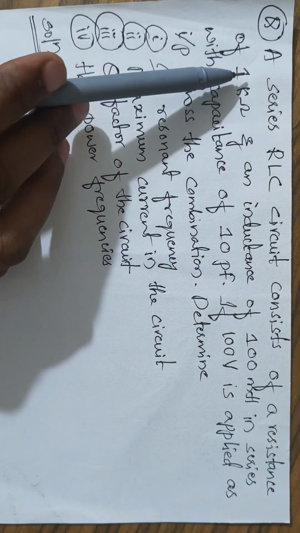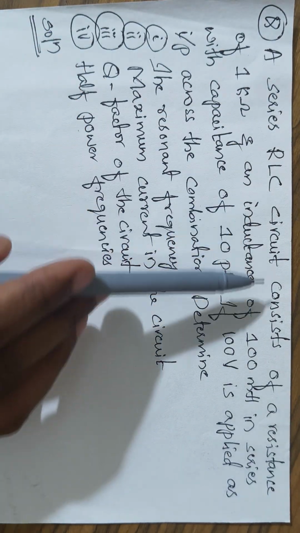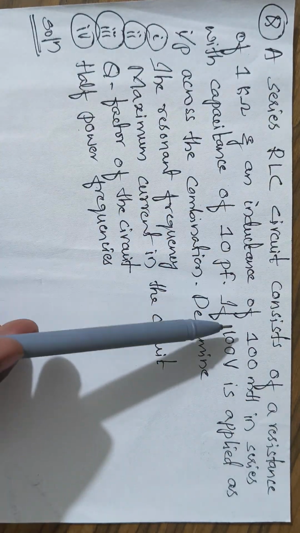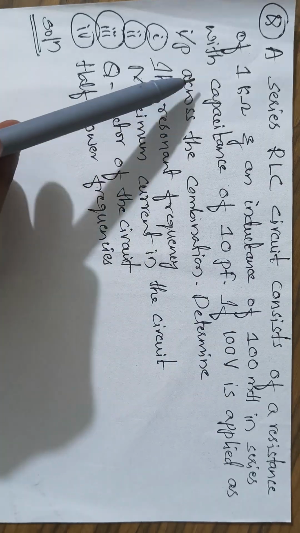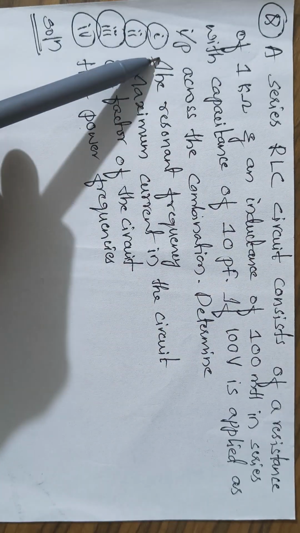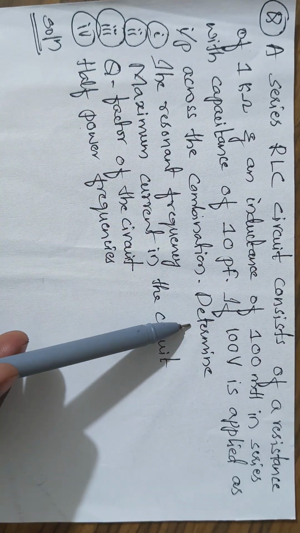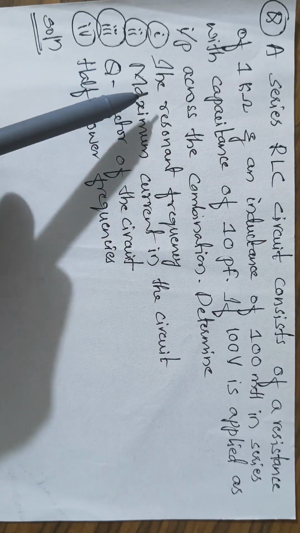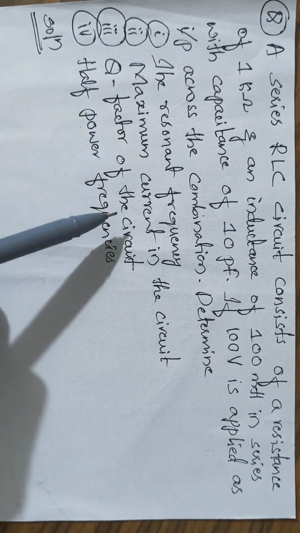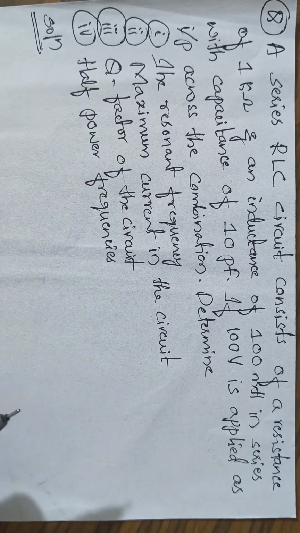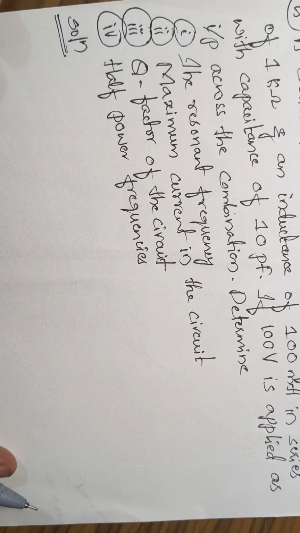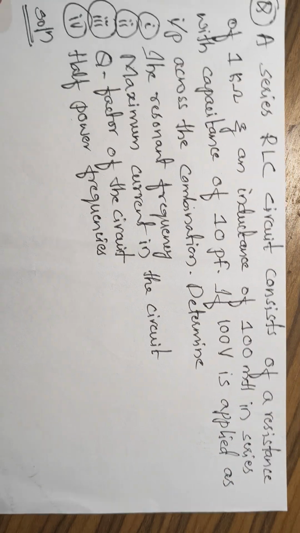Hello everyone. The problem is a series RLC circuit consists of a resistance of 1 kilo ohm and an inductance of 100 millihenry in series with a capacitance of 10 picofarad. If 100 volt is applied as input across the combination, determine first the resonant frequency, second the maximum current in the circuit, third the Q factor of the circuit, and last the half power frequencies you have to calculate.